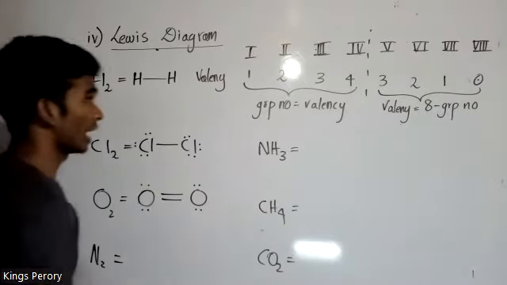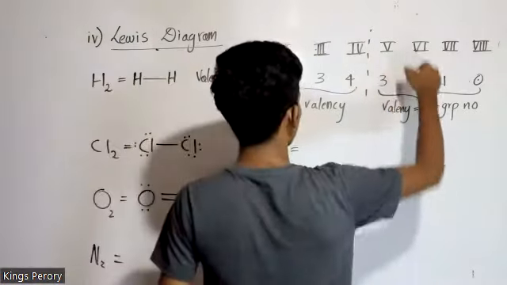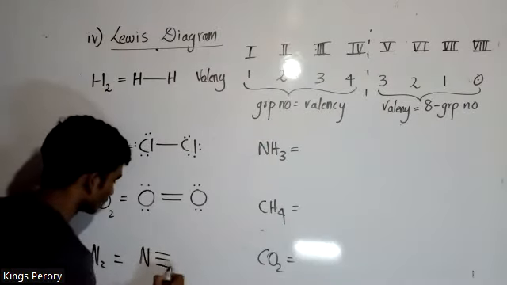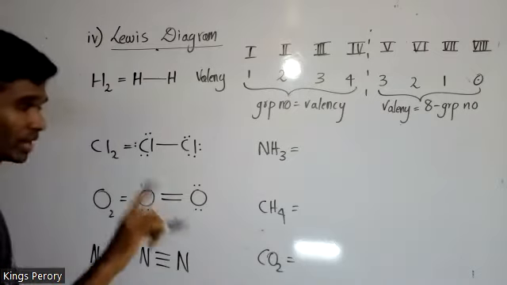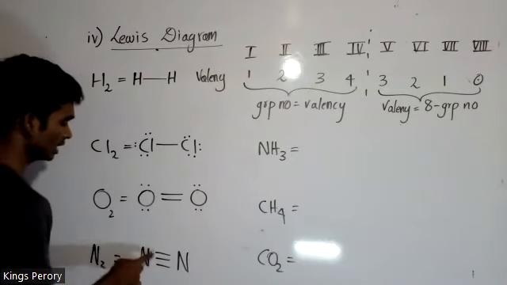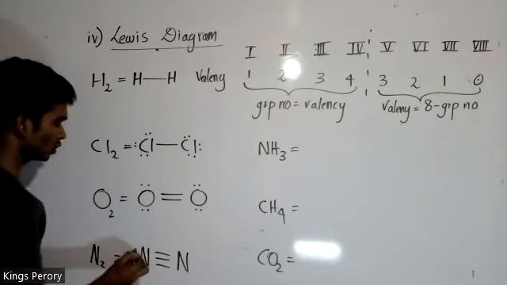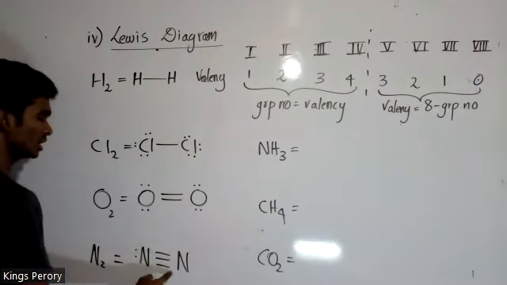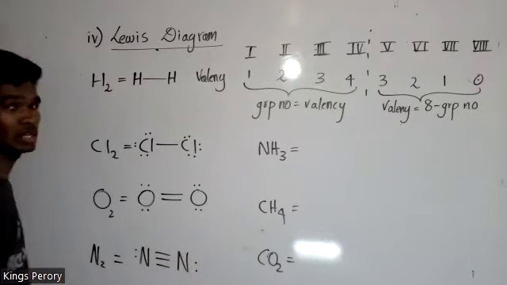Nitrogen. Nitrogen is a 5th group element. Valency 3. Valency 3 means they like to form 3 bonds. They are 5th group elements. 3 electrons went for bonding. Then 2 electrons are remaining.